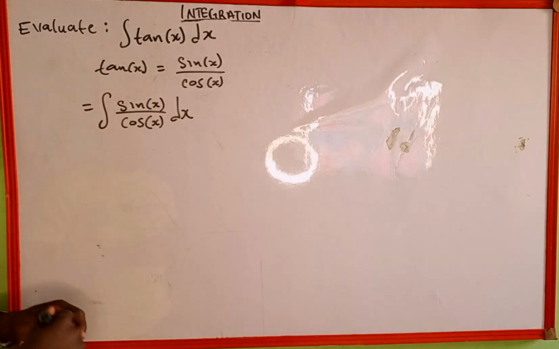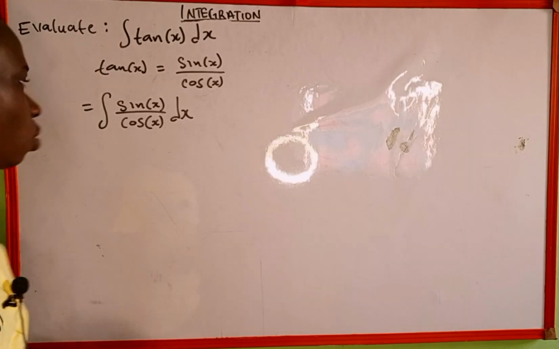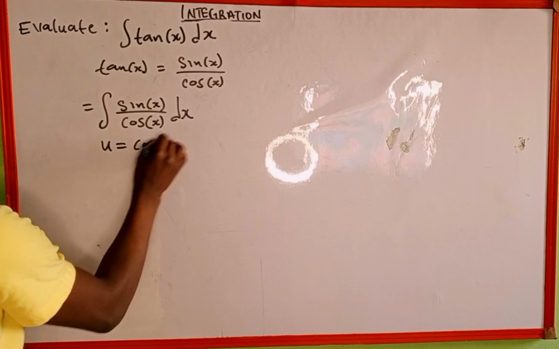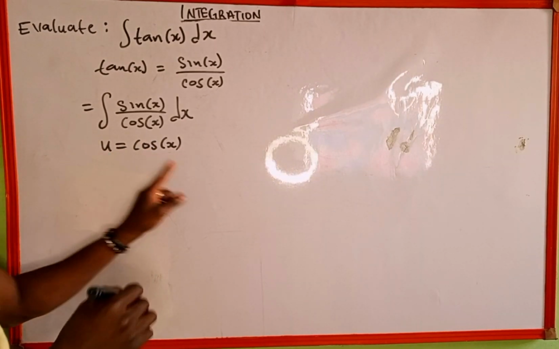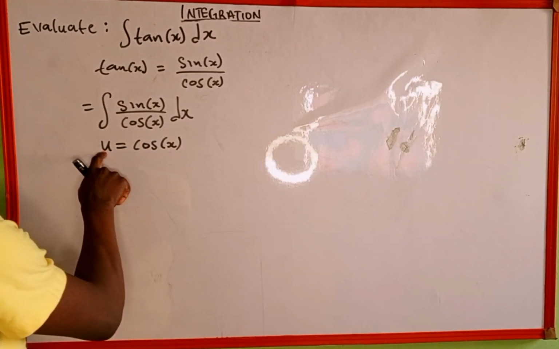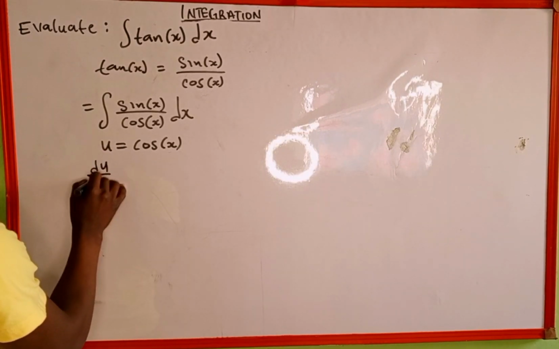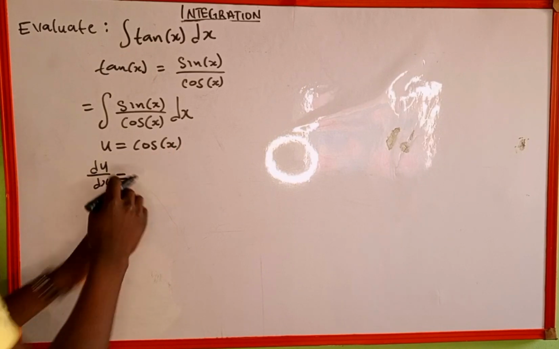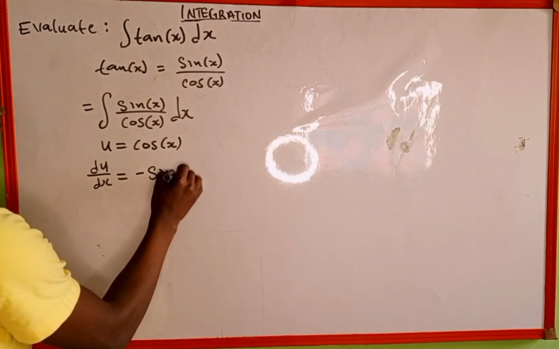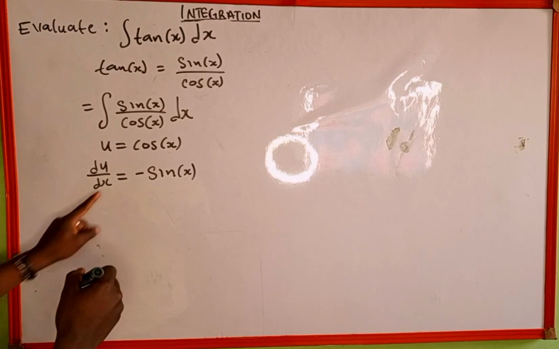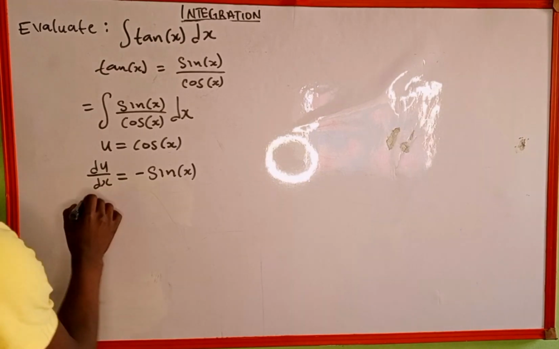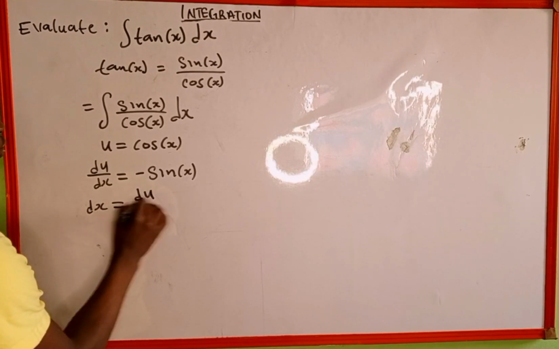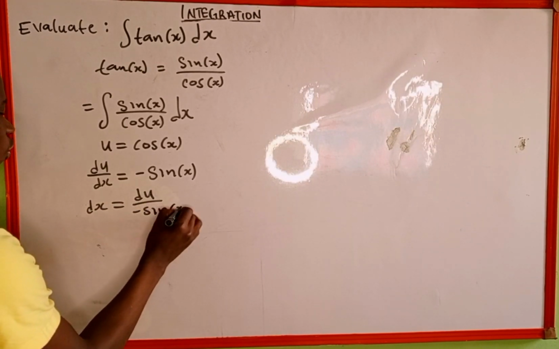Now the next thing we're going to do is to recall our u substitution. We're going to let u be cos x. So we let u be what? Cos of x. Then we differentiate both sides with respect to x. Derivative of u with respect to x is du over dx, which is the same as the derivative of cos x with respect to x, which is minus sine of x. Now the next thing is to make dx the subject of the formula. So when we cross multiply, dx is going to be du all over minus sine of x.